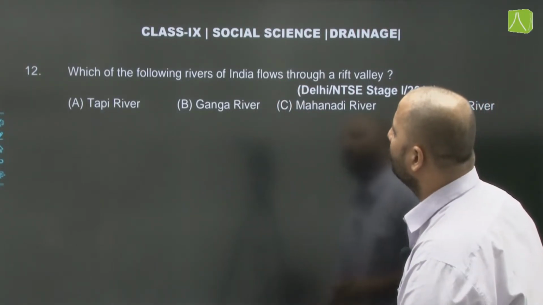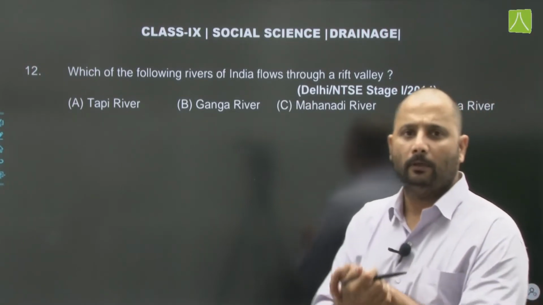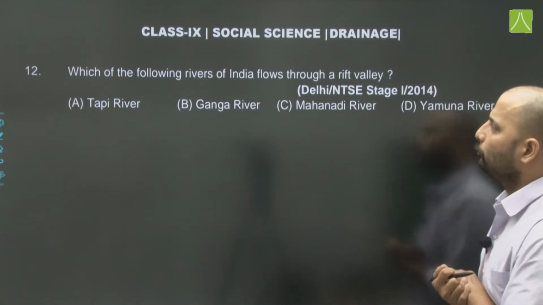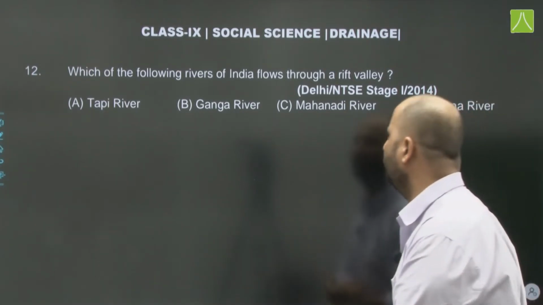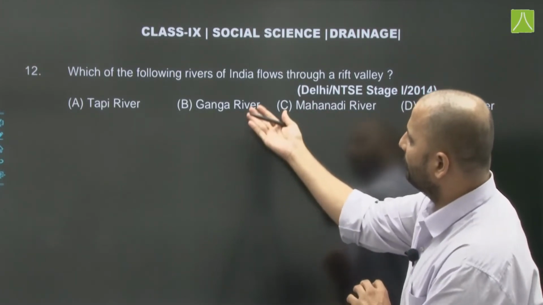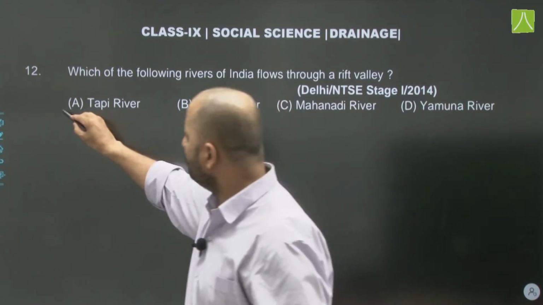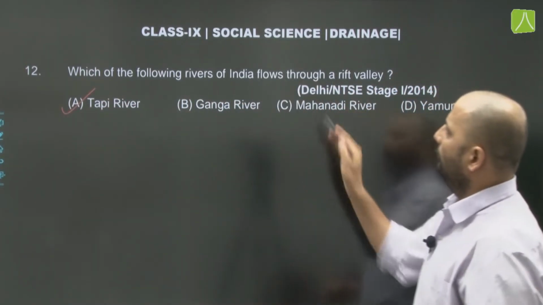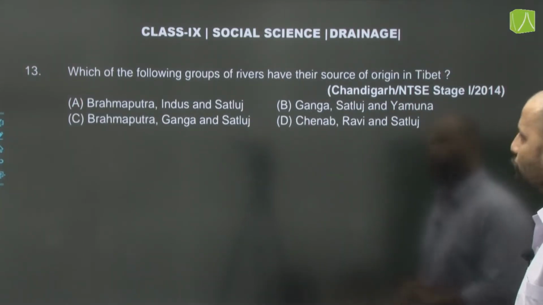Which of the following rivers of India flows through a rift valley? Now, there are 2 rivers, as again it is clearly from the NCERT line, 2 rivers in India that flow through rift valleys, that is Narmada and Tapi river. Now this question was from Delhi NTSE stage 1. So out of the given rivers here, Tapi, Ganga, Mahanadi or Yamuna, option number A will be the correct answer. That is, Tapi river flows through a rift valley. Now moving on to our next question.